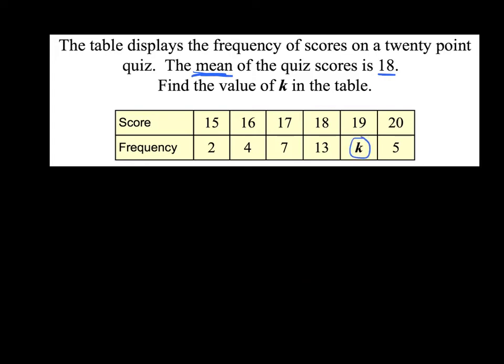K represents the number of students in the class that scored a 19 on that quiz. I want to figure out how many kids had to score a 19 in order for the average to truly turn out to be 18. Follow the similar process, and I'm going to be looking for your work and your answer tomorrow in your notebook to see how well we understood it, okay?